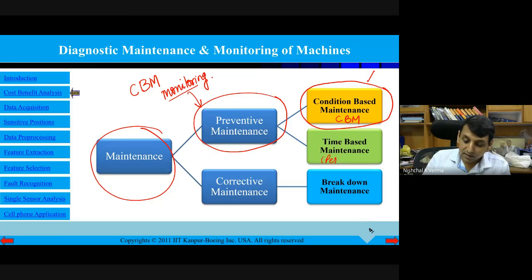So here you see we have periodic maintenance as well. After a certain period, we keep maintaining. Even when the machines are faulty or not, we do it either weekly or monthly, depending upon the kind of machine that we have. So we do this kind of maintenance. We open the machine and we do the needful.